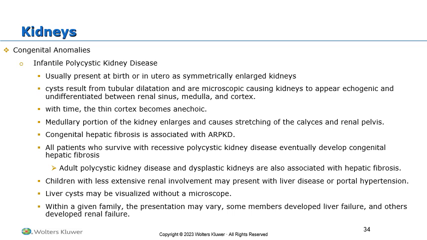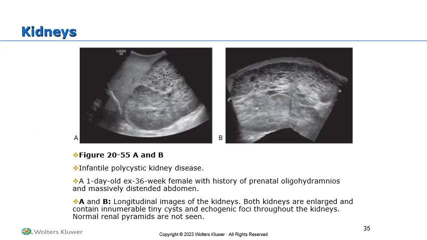Children who are lucky and have less extensive renal involvement may still present with the liver disease with that portal hypertension, as I mentioned. It's also associated with liver cysts, and the liver cysts in infantile are not as small as the kidney cysts are, and so they can be visualized on sonography without a microscope. Well, obviously, you don't have a microscope in sonography, but we could actually visualize them in sonography. So a good family history, probably genetic testing is going to be a big part of the picture when it comes to these polycystic kidney diseases.